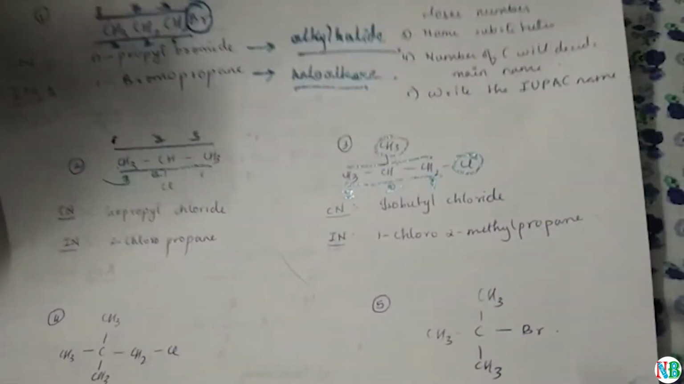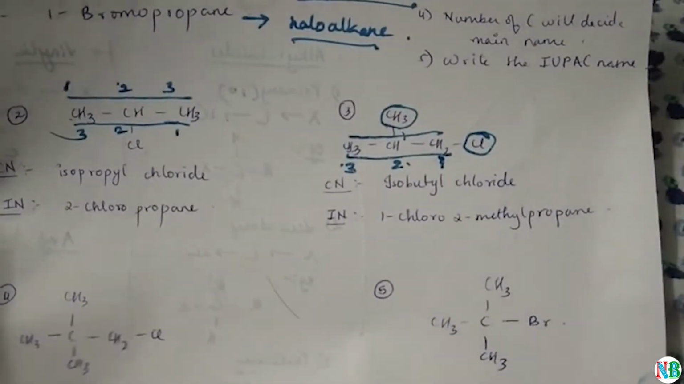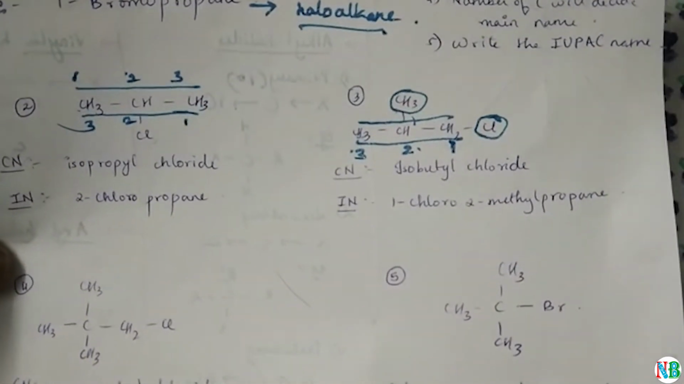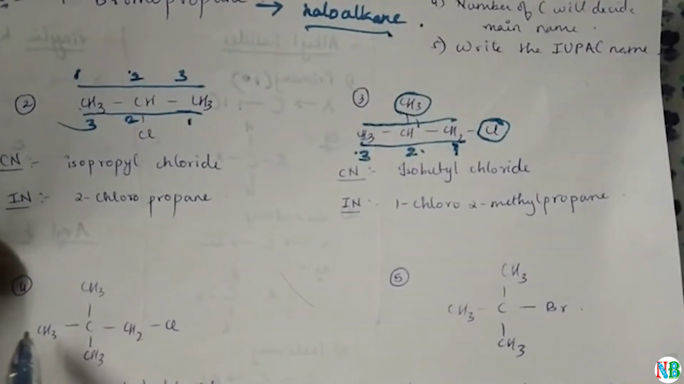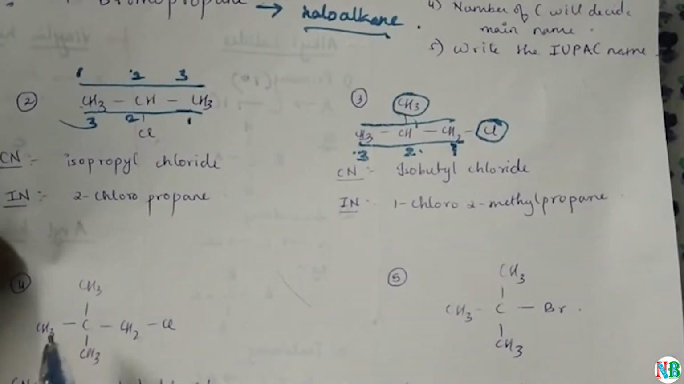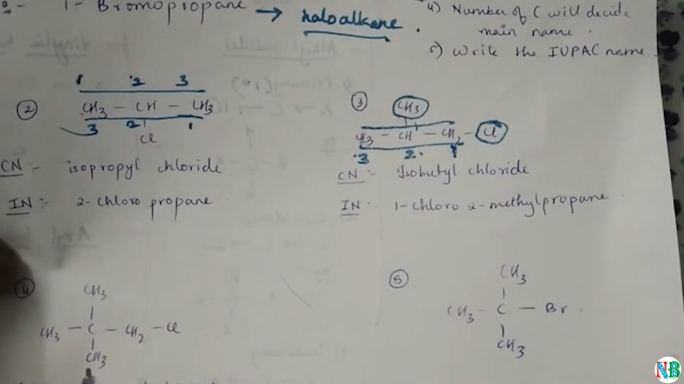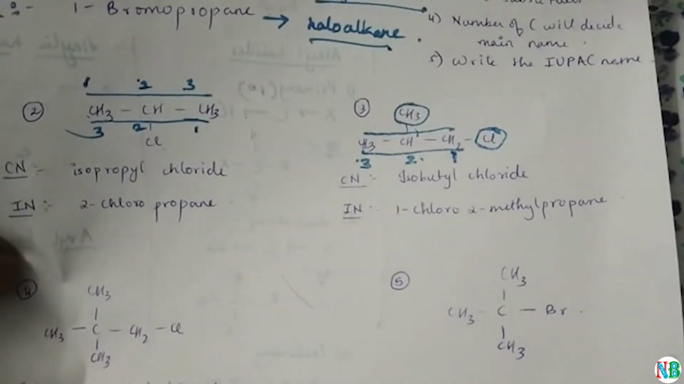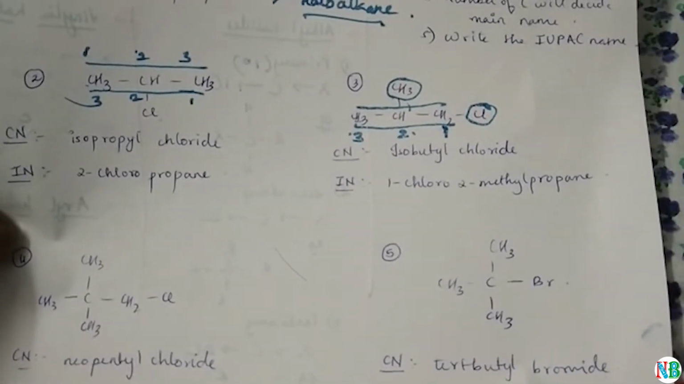Moving on to the next example, we have CH3. Yeah, so now what about this compound? When I'm writing the common name, like you saw, if there is CH3, CH, CH3, we call it iso. But now when there is CH3, CH3, CH3, CH, we call this neo. So this is neopentyl chloride. The common name straight away for this is neopentyl chloride.